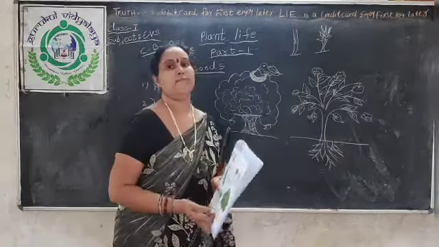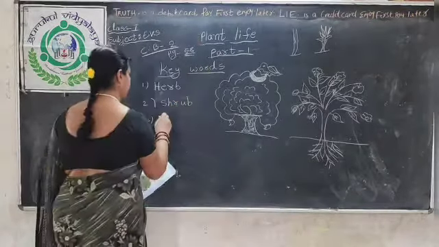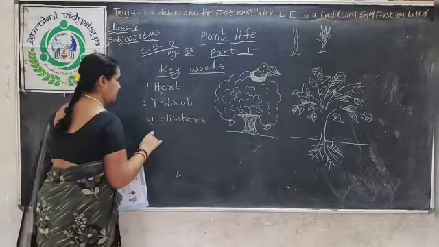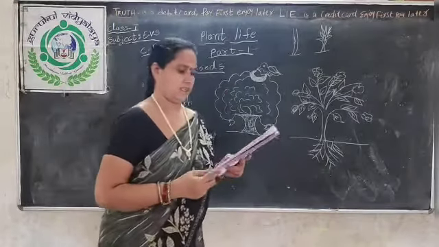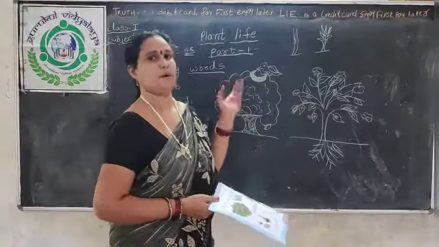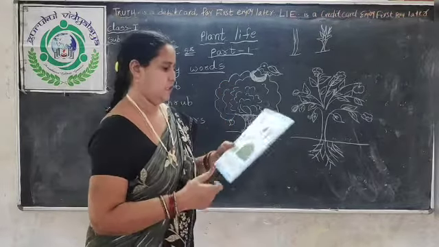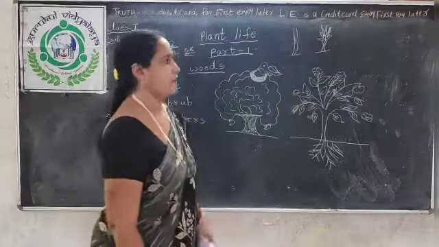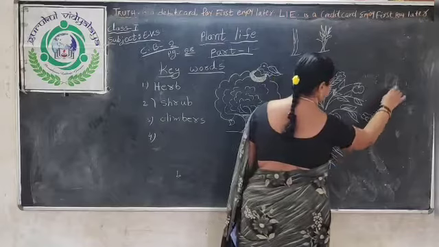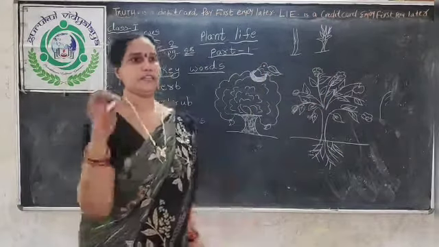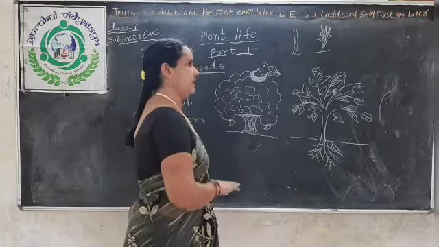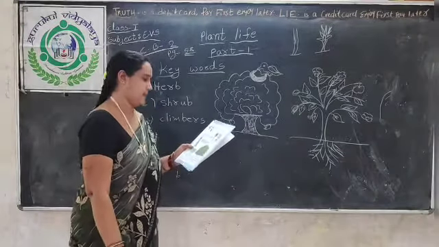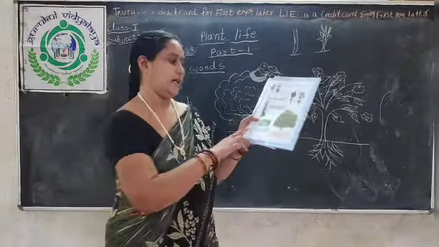And next, climbers. Climbers are plants which grow and climb up with support. They have to arrange a support, thread or anything. If there isn't support, they cannot grow. So they want support to grow. Those are called climbers. And next one is creepers.